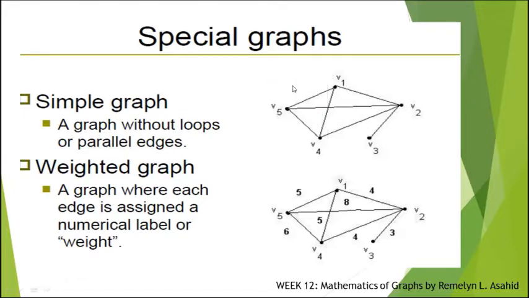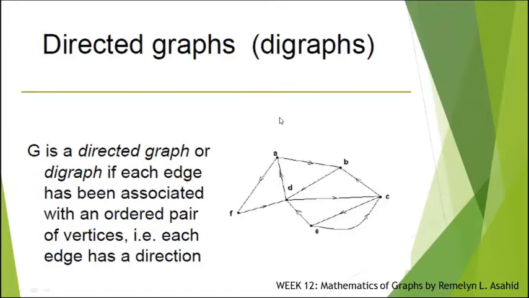Okay? Next, you have the directed graph or digraph. G is a directed graph or digraph if its edge has been associated with an ordered pair of vertices. Its edge has a direction. So dito meron tayong mga direction niya. Kaya tinawag nilang directed graph.